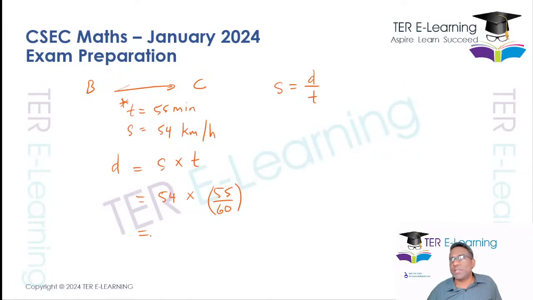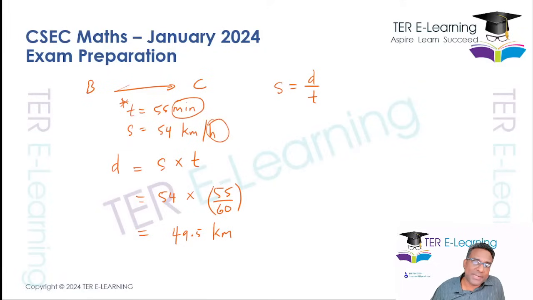So when I work this out now, 55 over 60 multiplied by 54, you're going to get 49.5 kilometers, right? Now this is a very common mistake that some students make. Pay attention to these units here. You see this in minutes and you see this in hours. You need to convert that minutes into hours before actually calculating that distance, right?